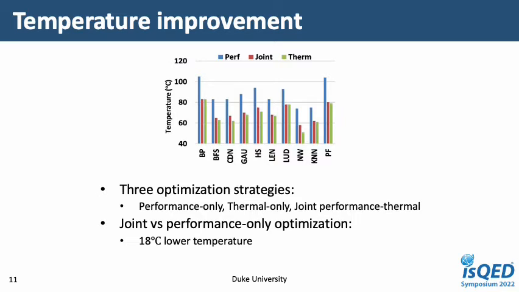Compared to the performance optimized case, the jointly optimized case has 18 degrees Celsius lower temperature. So this shows that by designing a good network on chip and placing the tiles in a proper way, we can improve performance and reduce temperature at the same time.